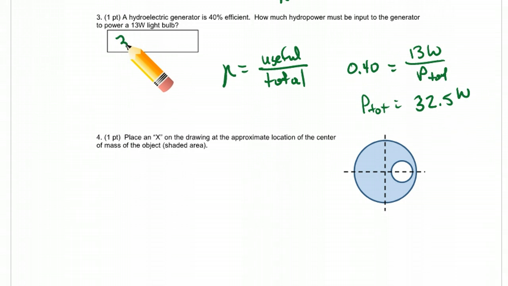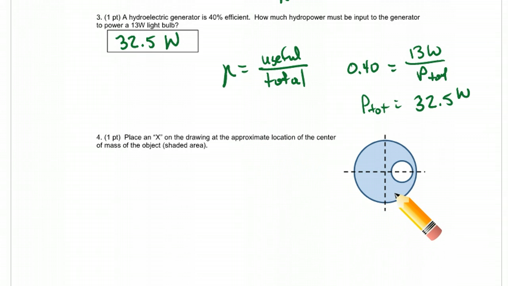Okay. Think of it in these terms, and it's a little bit easier to keep track of whether you multiply or divide by the efficiency. On our last problem here, we're simply asked to locate the approximate center of mass of this shaded object.